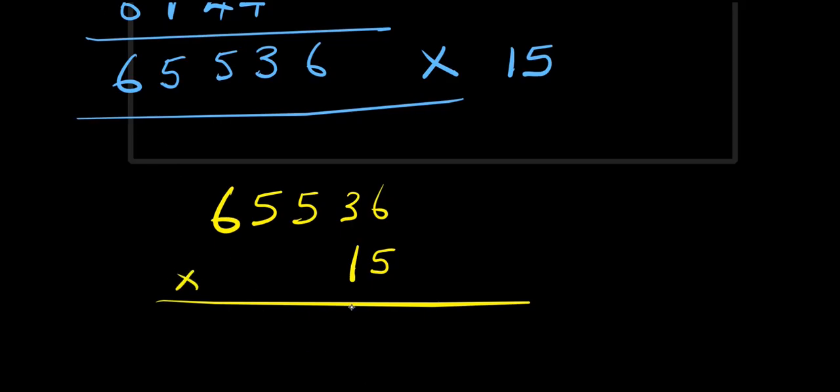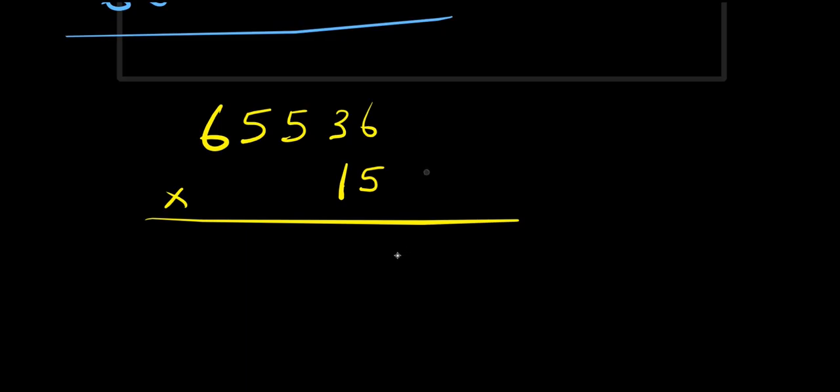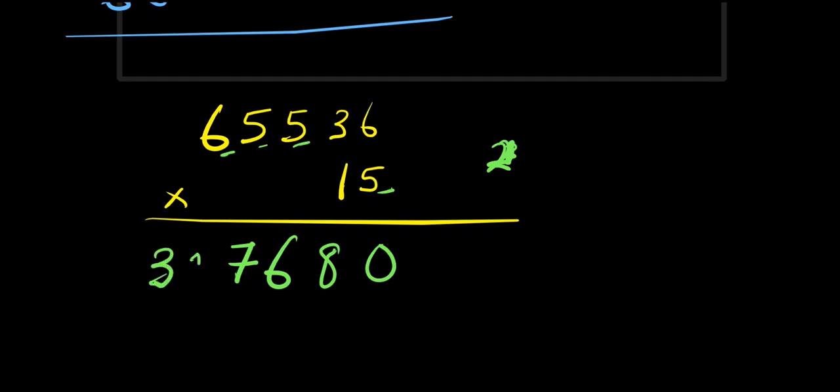So we start. 5 times 6, 30, 0 carry over 3. 5 times 3, 15 plus 3, 18. 8 carry over 1. 5 times 5 again, 25, 25 plus 1, 26, 6 carry over 2. 5 times 5 again, 25, 25 plus 2, 27. 7 carry over 2. 5 times 6, that is 30, 30 plus 2, that is 32.